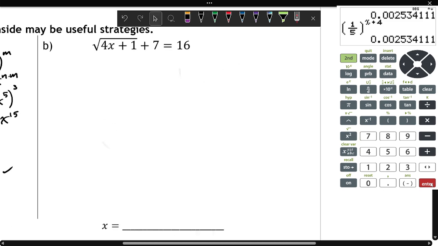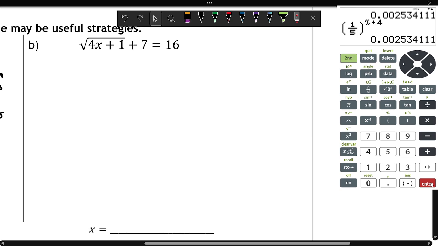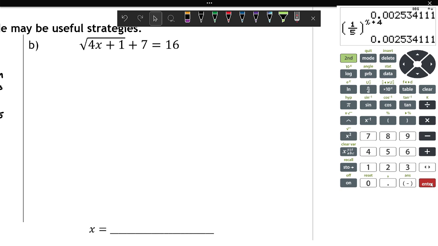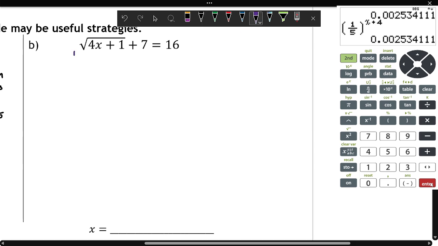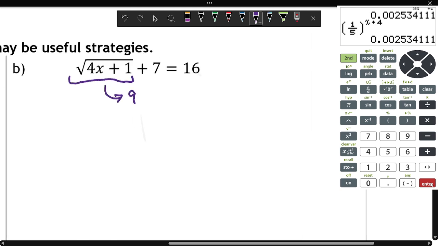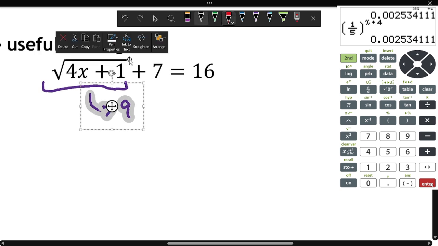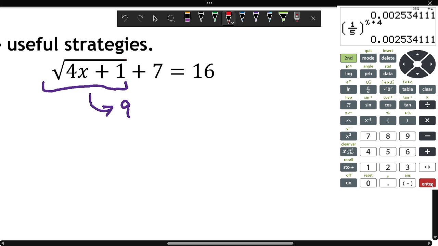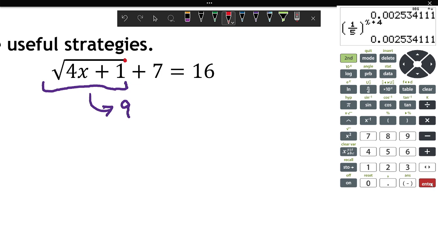All right, the last problem for this is, it said looking inside, rewriting, or useful strategies. When I look at this, certainly I know that 9 plus 7 is 16. So whatever this thing is, it has to be the number 9. A little confusion, I noticed that some of you were not sure about the square root symbol. Notice it stops right here. It does not extend over the 7. If it extended over the 7, you could combine that 1 and 7. But right now, that 7 and 1 can't be combined because one is inside of the radical and the other is not. So my goal is to make this thing become the number 9, because 9 plus 7 would give me the 16.